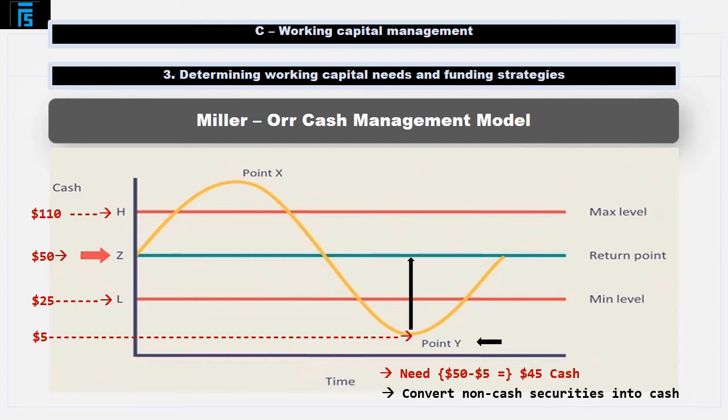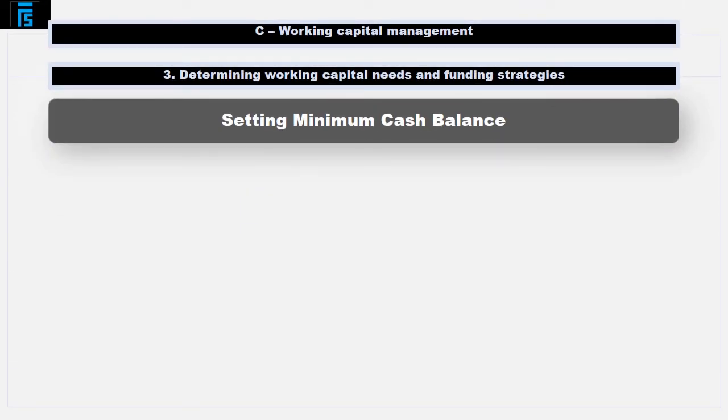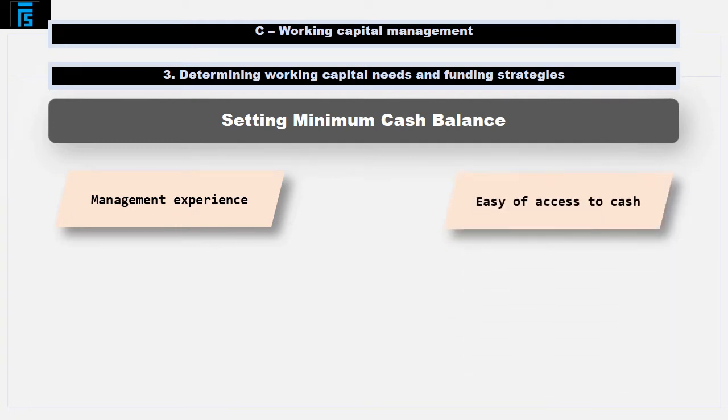Okay, so you now know how the model works. How do you set up this model? Firstly, you need to set up the maximum and minimum points. The minimum point is set based on management culture and experience. It is guided by how much cash shortfall the company is willing to accept, and the market circumstances, meaning how easily cash securities can be converted and borrowings can be assessed.